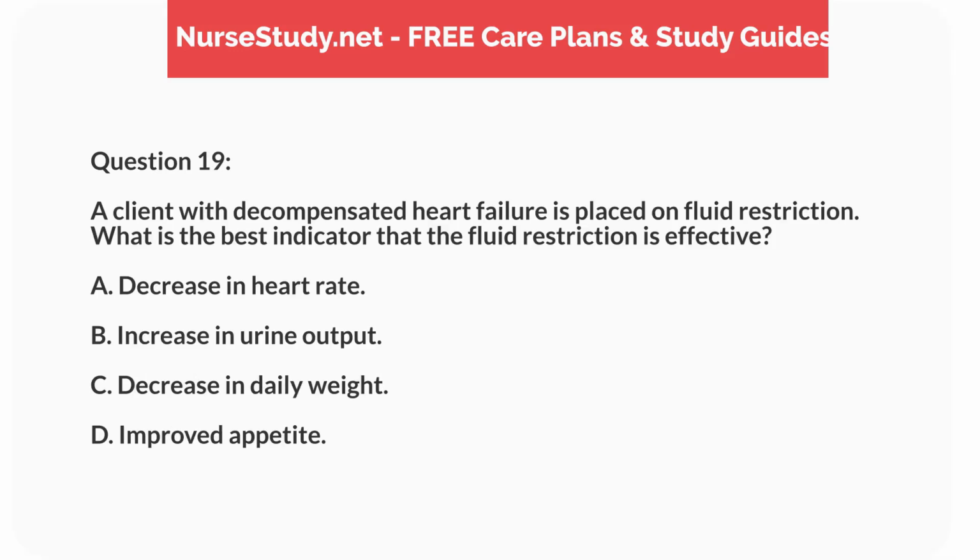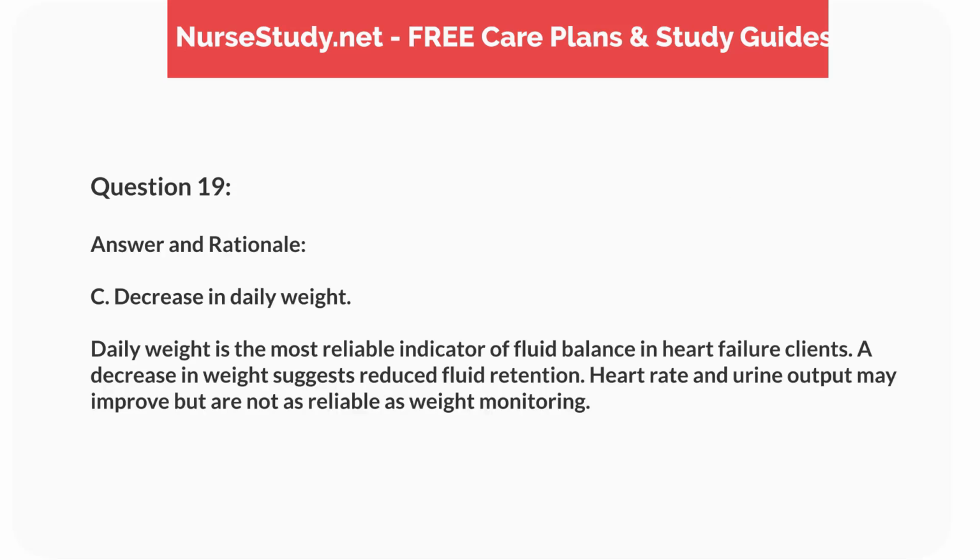Question 19. A client with decompensated heart failure is placed on fluid restriction. What is the best indicator that the fluid restriction is effective? A. Decrease in heart rate. B. Increase in urine output. C. Decrease in daily weight. D. Improved appetite.